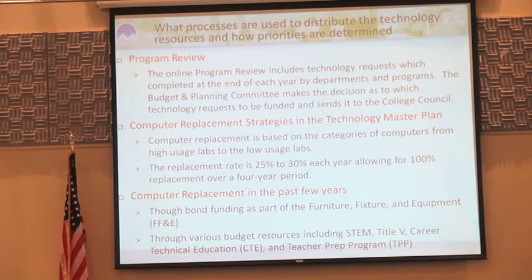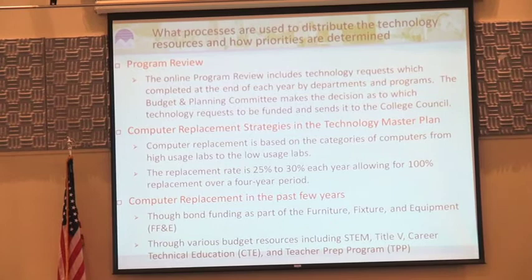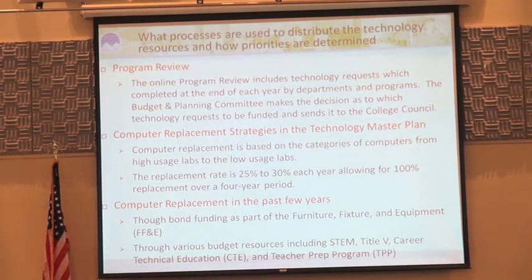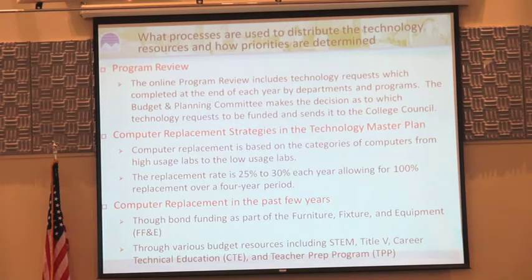But how do we do in the past few years? Like Curtis mentioned, I have utilized so much of the funds from the bond. That's why we call it FF&E, furniture, fixture, and equipment. And also through the grants, I appreciate all the grant directors have given IT a lot of the money to replace the resources, like the STEM, Title V, CTE, and the TPP.